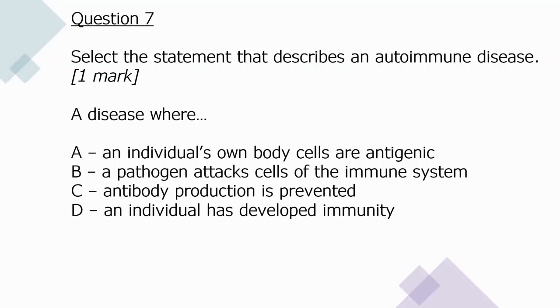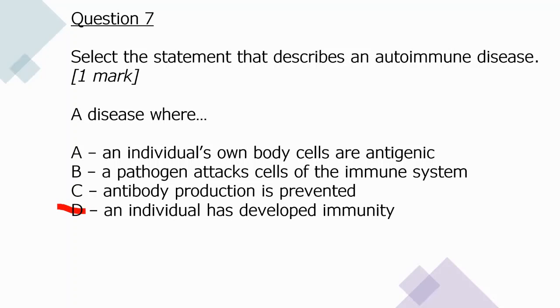Question 7, select the statement that describes an autoimmune disease. So we've got A, an individual's own body cells are antigenic, B, a pathogen attacks cells of the immune system, C, antibody production is prevented, or D, an individual has developed immunity. So we know that D is not an autoimmune disease because autoimmune diseases are bad and we develop immunity via primary secondary immune response or a vaccine, so D is incorrect.